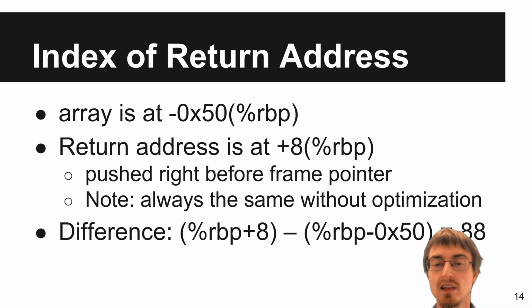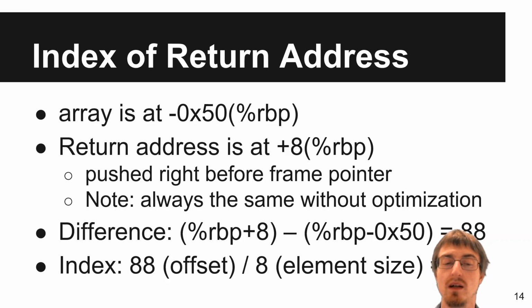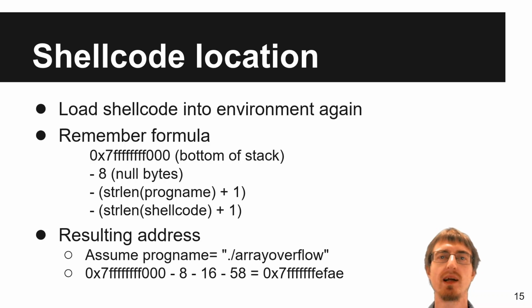In this case, the result is 88 in decimal. So this is the number of bytes that we would need to write starting from the start of the array to come to the return address. Now, the index then is the offset divided by the element size. So the index that we need to go to get to the return address is 11. Now, we know where we can overwrite the return address.